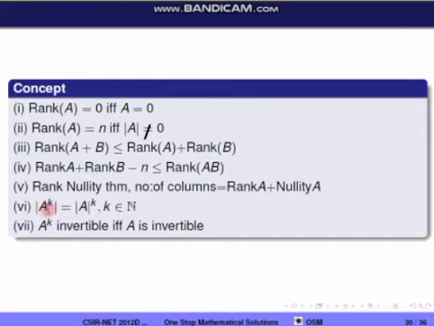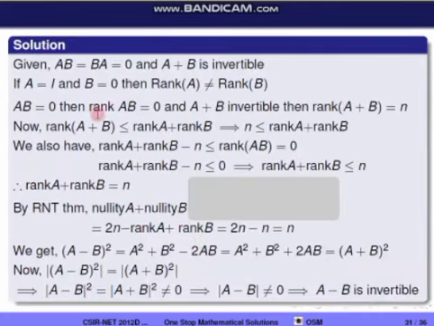Determinant of A power k is equal to determinant of A power k, where k belongs to n. A power k is invertible if and only if A is invertible. So we'll look at how to do this question. They are given AB is equal to BA is equal to 0 and A plus B is invertible. So we'll check the options one by one.